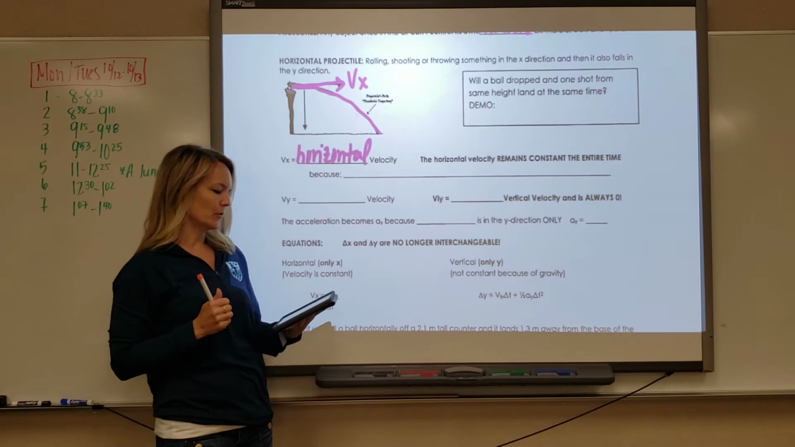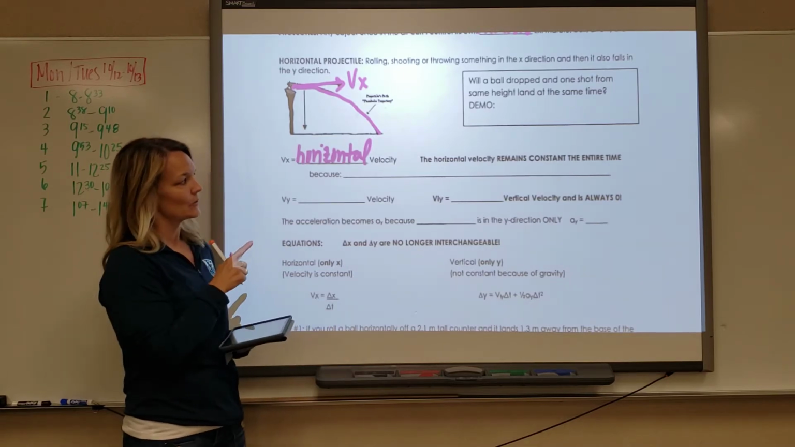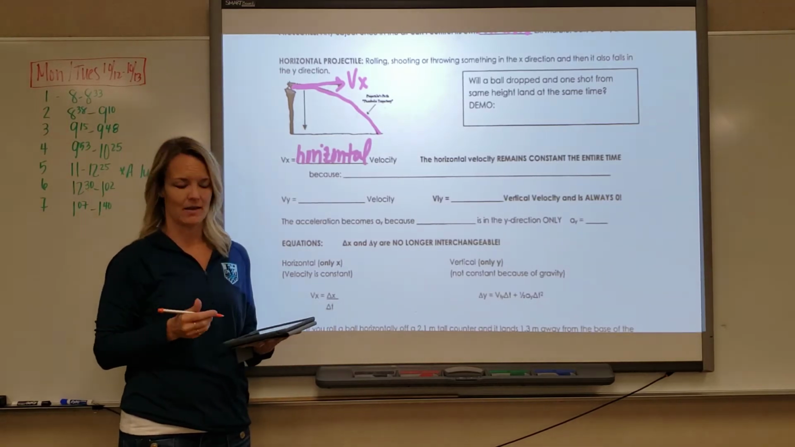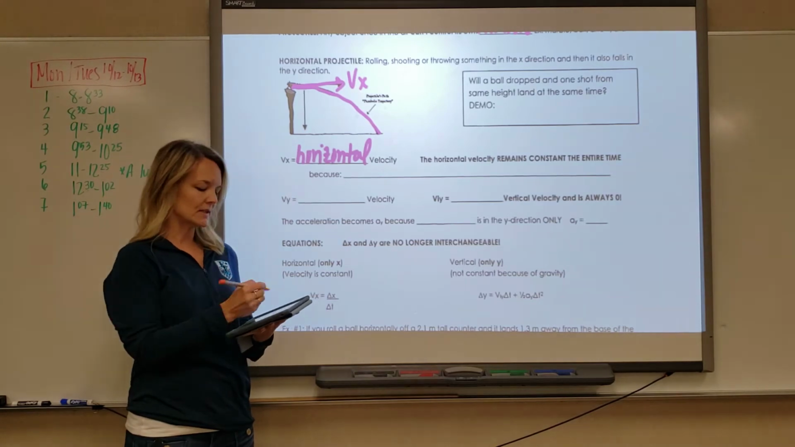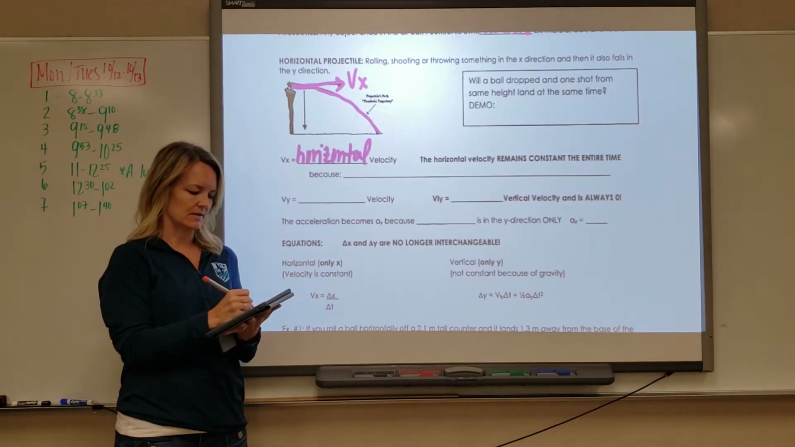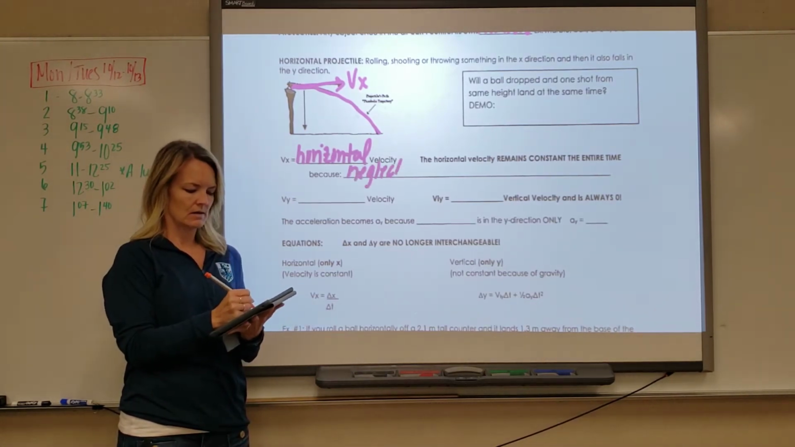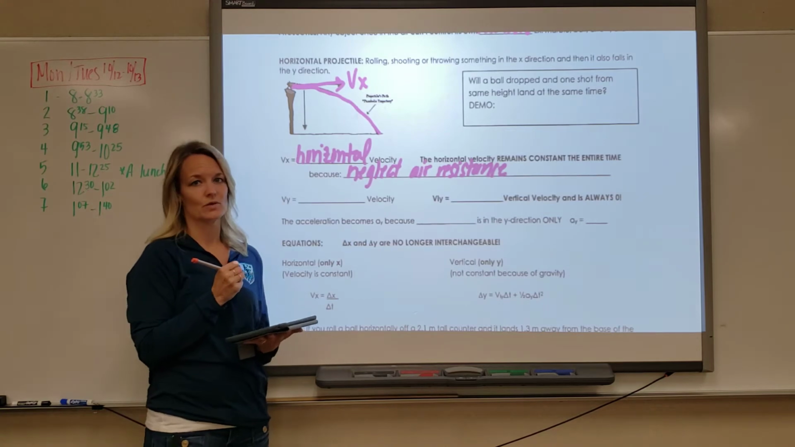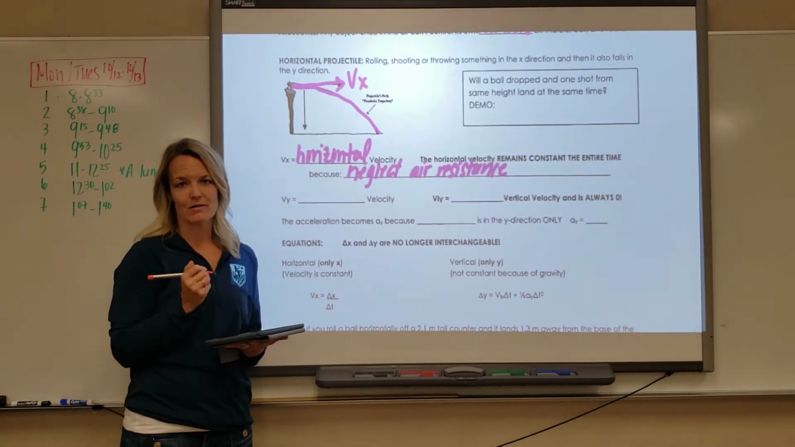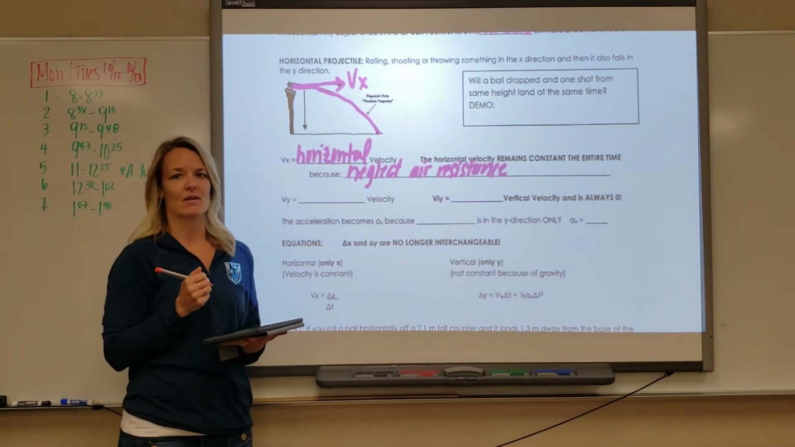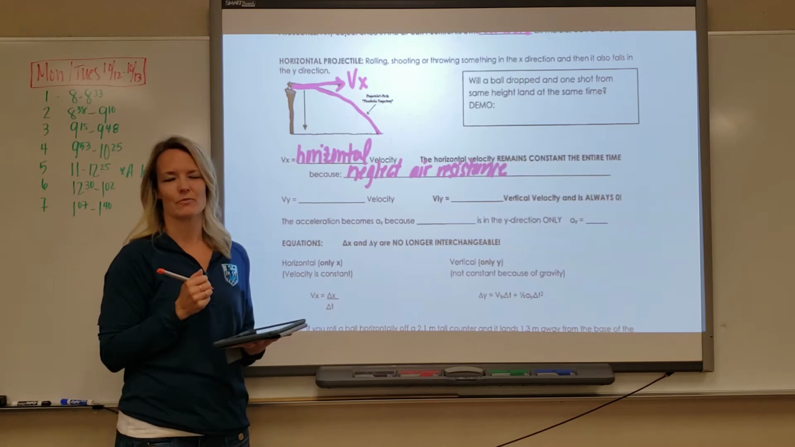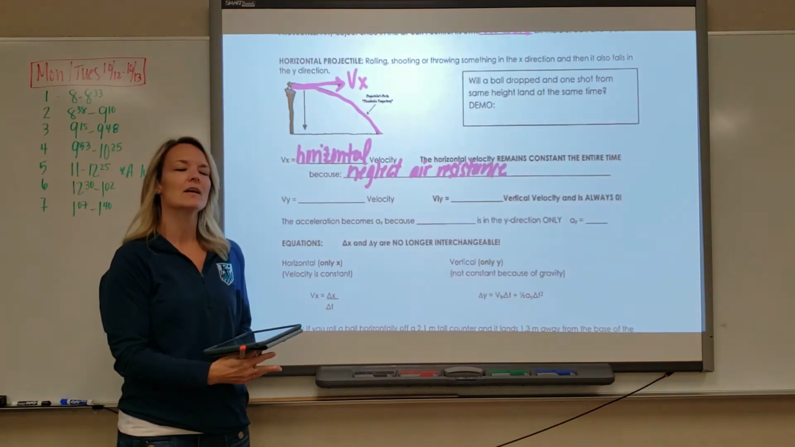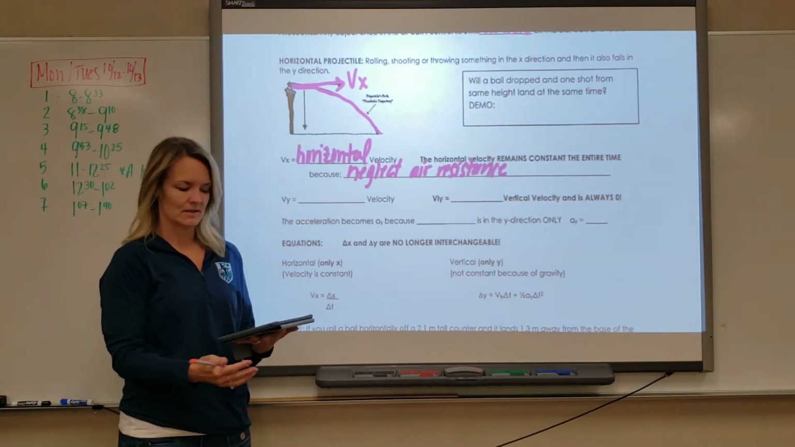We can assume that that horizontal velocity is going to remain constant the entire time for 2 reasons. The first reason is because we neglect air resistance. So we are going to pretend like the air molecules don't slow it down at all. It works well for our labs. Things like marbles, the air molecules don't slow them down very much for the distances that we have them fall. So we get to neglect air resistance.